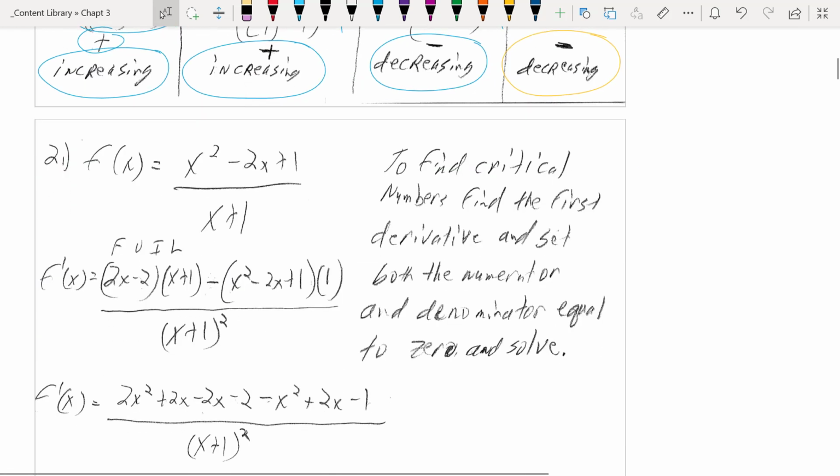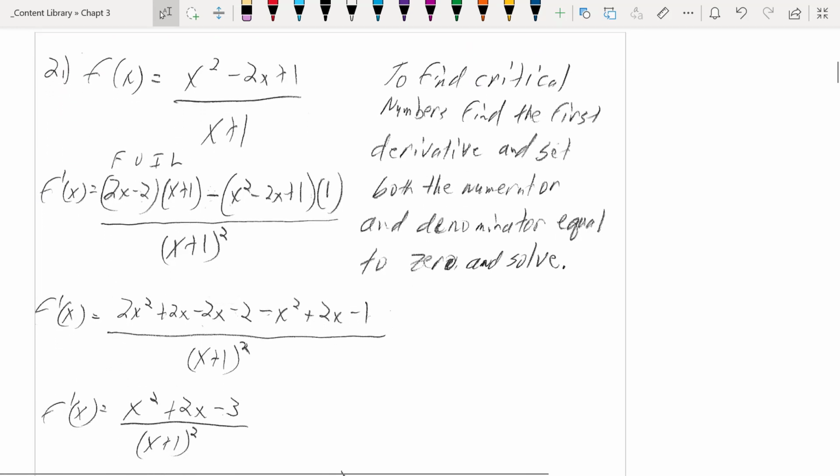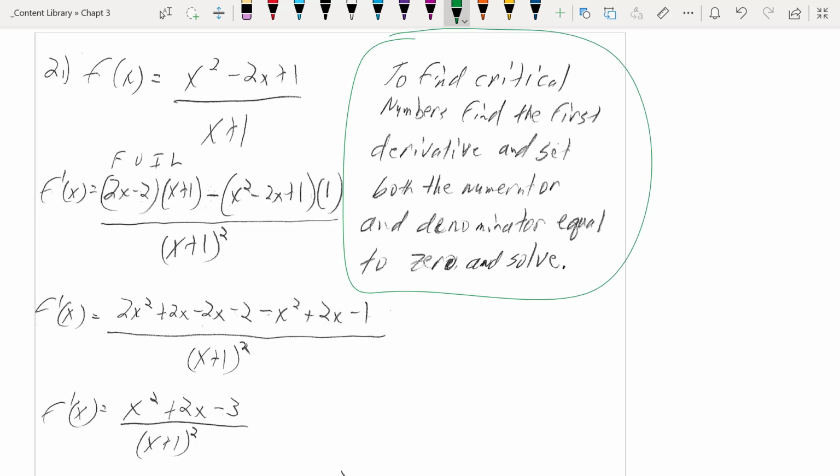Okay, as I look at this next problem right here on number 2. Number 2 just says, find all critical numbers for the function. And then it says, f of x equals x squared minus 2x plus 1, all over x plus 1. So just a reminder, to find critical numbers, find the first derivative, and set both the numerator and denominator equal to 0, and solve.